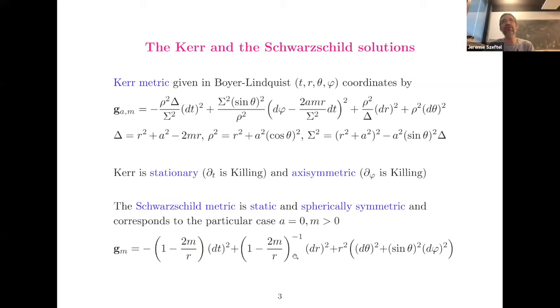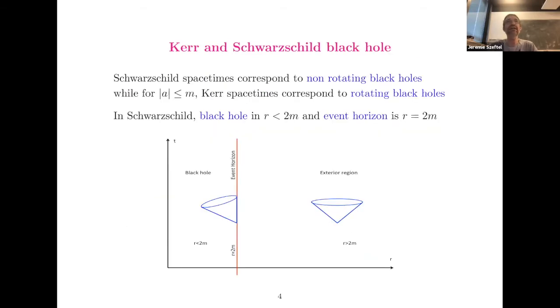So let me mention the last thing I want to say about Kerr and Schwarzschild, which is, in fact, the main point, is that these explicit solutions contain, in fact, a black hole. So how do you see that? So this is my next slide. So first of all, let me say that Schwarzschild spacetimes, which correspond to angular momentum 0, correspond to non-rotating black holes, while Kerr is the more general case of rotating black holes. And in fact, for Kerr, let me mention that you have to restrict the angular momentum to be less than the mass in absolute value.